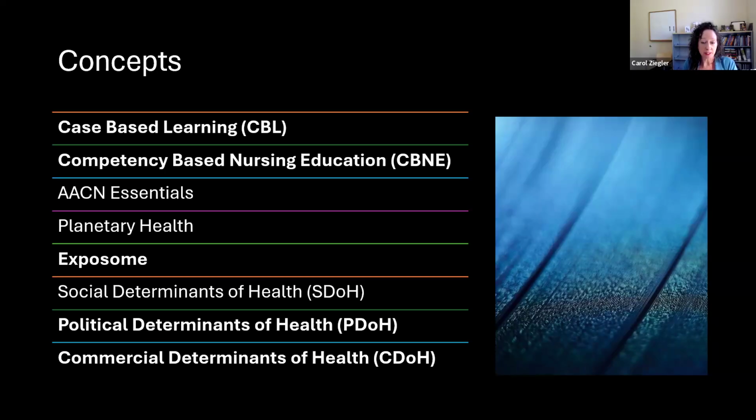The political determinants of health involve the systematic process of structuring relationships, distributing resources, and administering power that impact our health and the health of communities. And then the commercial determinants are those private sector goods and practices, such as marketing of unhealthy products, lobbying, et cetera, that influence health issues.